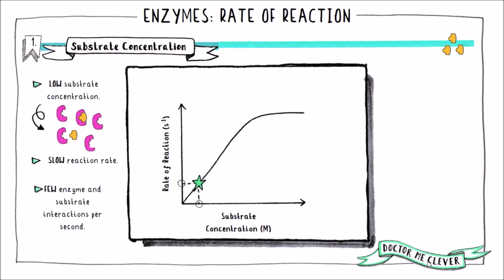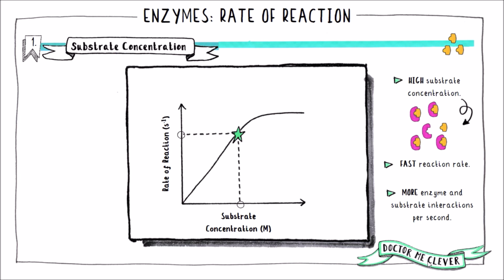So at a low substrate concentration, we can see that the rate of reaction is also low. This is because there are few substrate molecules per given volume, meaning that there is a low chance that the substrate and enzyme will collide, resulting in a reaction and product formation.